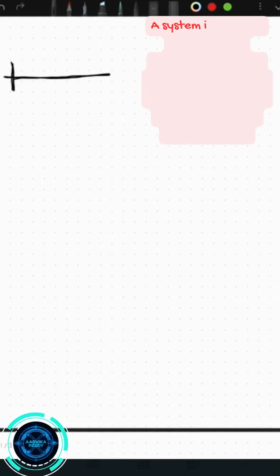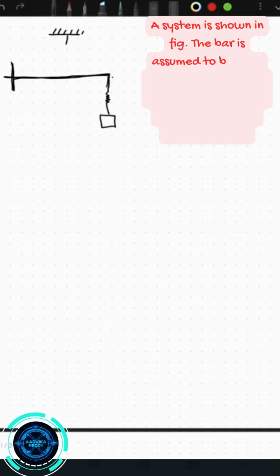A system is shown in the figure. The bar AB is assumed to be rigid and weightless. The natural frequency of vibration of the system is given by. We have a weightless rigid bar pivoted at its left end.